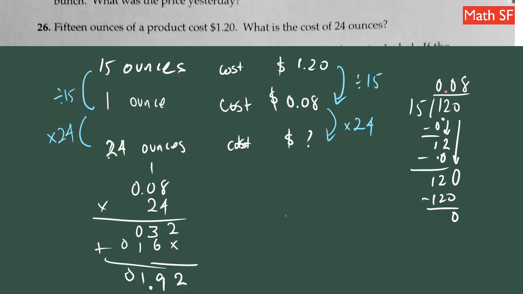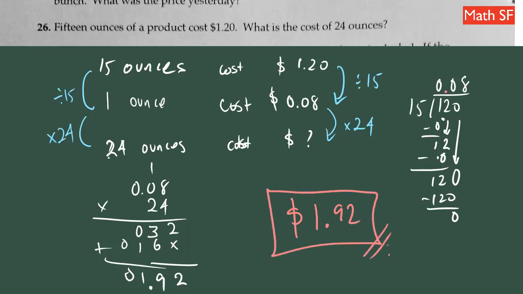Therefore our final answer, the cost of 24 ounces, is $1.92.